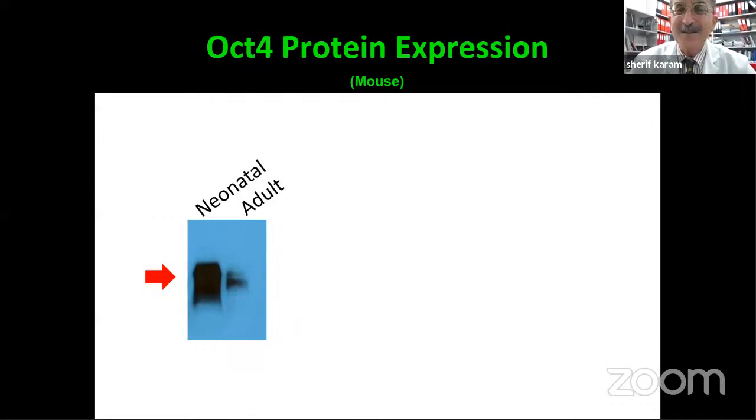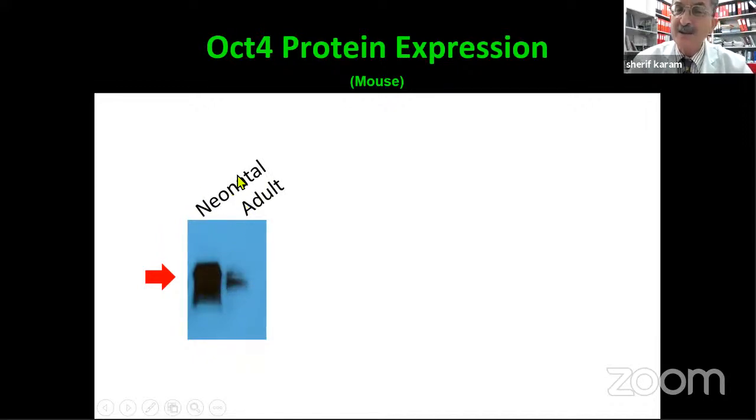We started by looking at the expression of OCT4 in the mouse stomach. So we took crude homogenate of neonatal gastric mucosa and adult gastric mucosa from mice, and we ran a protein gel. The crude homogenate for the neonatal stomach was loaded here, and the one for the adult stomach was loaded here. The proteins were transferred to membranes and probed with antibodies specific for OCT4. We got a very dense band in the neonatal tissue, but in the adult, we got a small band. And this is what we anticipated.